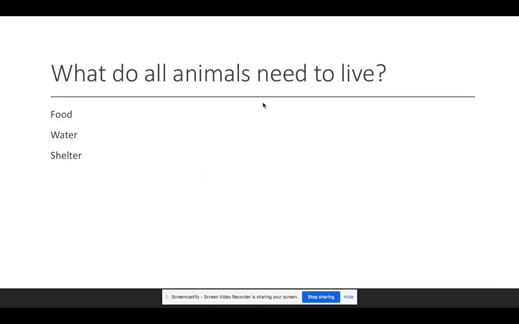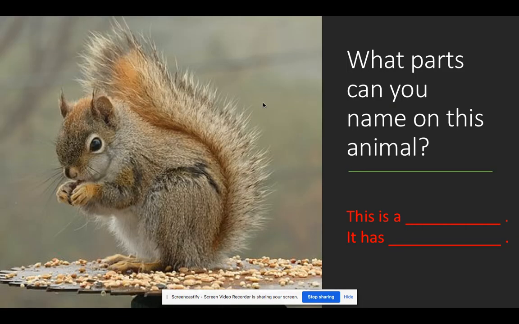We all know that every animal needs to be able to get food to stay alive. They need to be able to get water to stay alive, and they need shelter or a home. And their body parts will help them to acquire and get all three of these things.